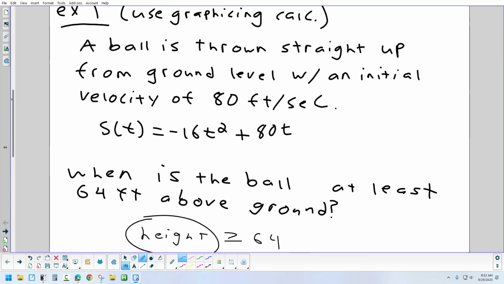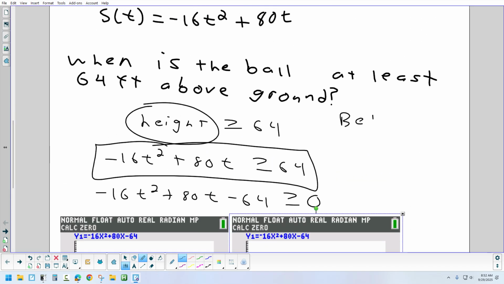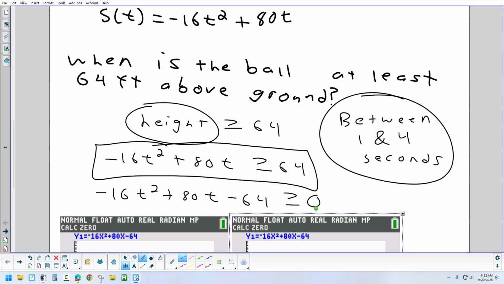Okay, so answering the question, when is it at least 64 feet off the ground? Between 1 and 4 seconds. If you wanted to write that as an interval, you can include the 1 and you can include the 4 because it is exactly 64 feet at that time. If it said, when is the ball above 64 feet, then we would have used parentheses on that interval.